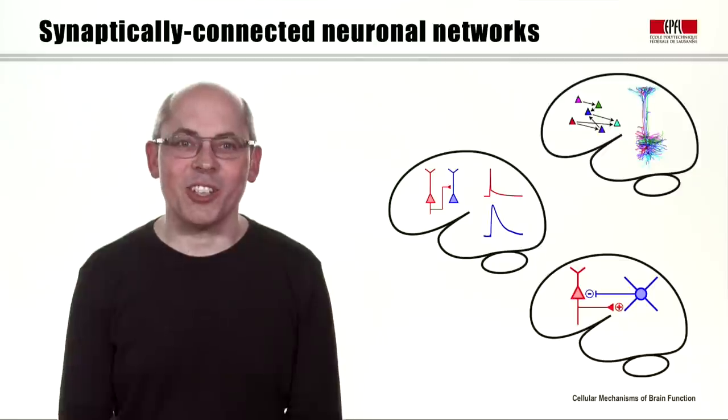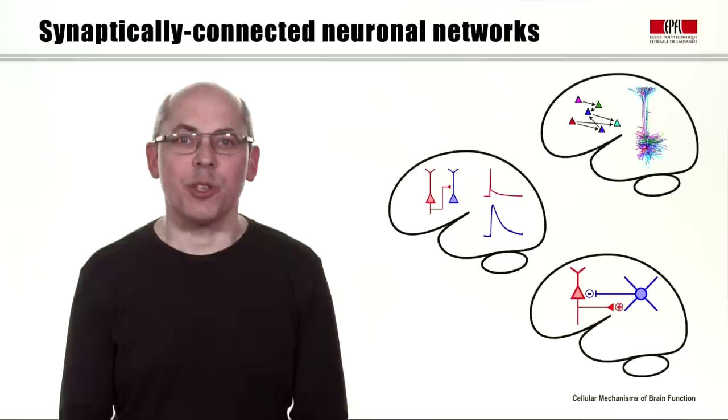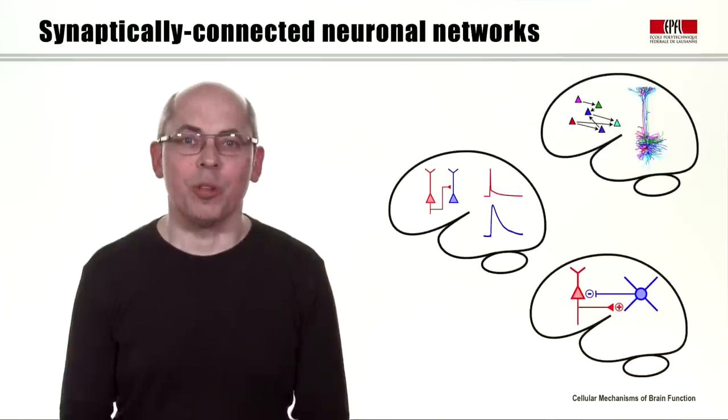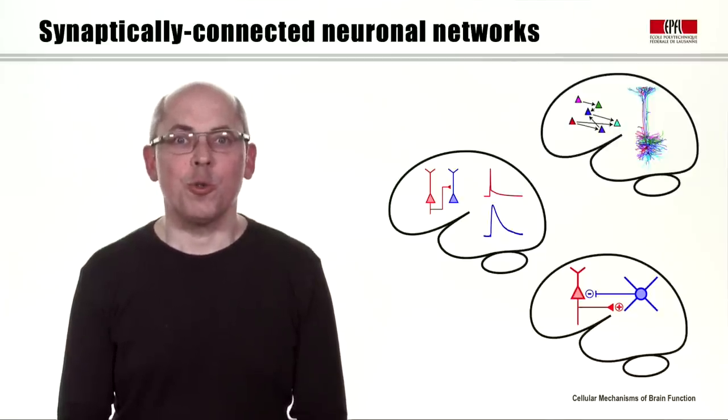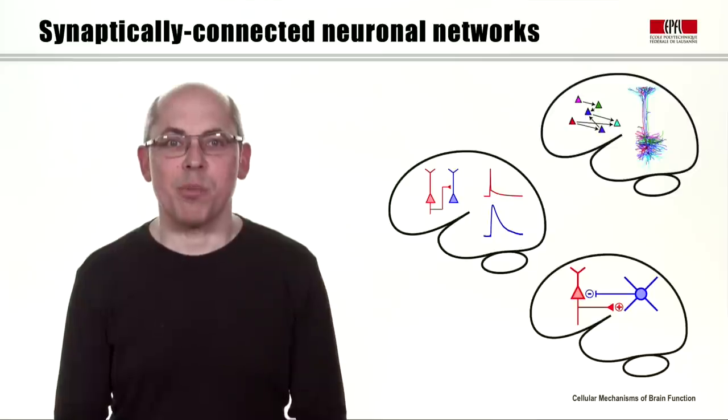Having got a basic understanding of the components of the brain, we'll next turn our attention to how the neurons work together in neuronal networks. We'll focus on the two most important neurotransmitters in the brain, the excitatory neurotransmitter glutamate and the inhibitory neurotransmitter GABA.